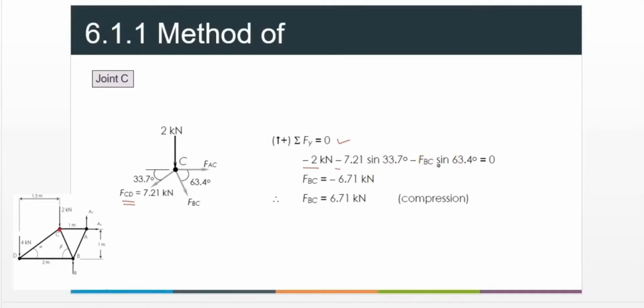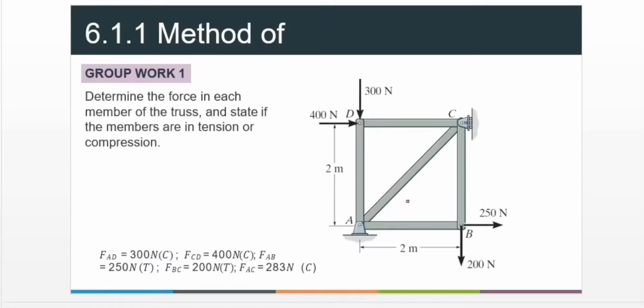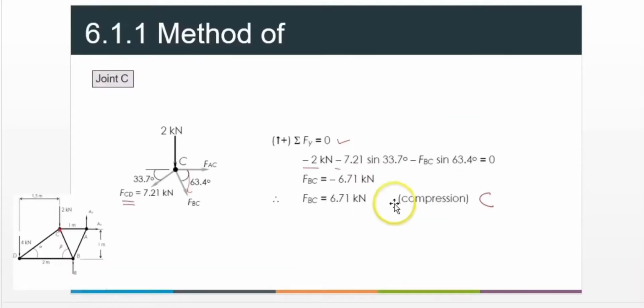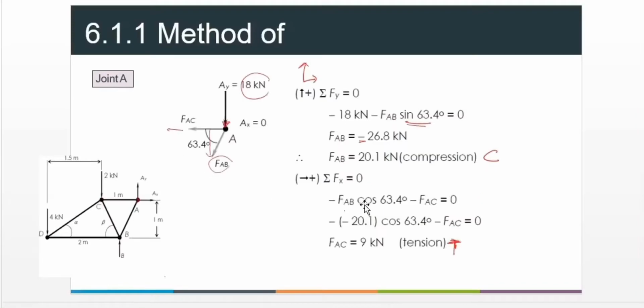And then to find the FBC, right, FCD we already know. We need to find the FBC. Easy lah, just one unknown. So bila satu unknown je, kita senang nak cari. So kita akan dapat values dia, which FBC equals to negative 6.71. So maksudnya adalah compress. So dia terbalik lah. Right, I think clear on that part.